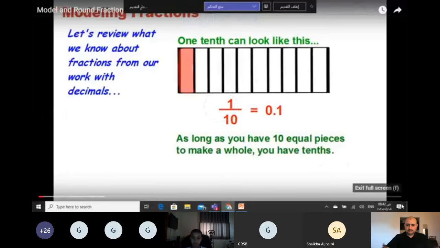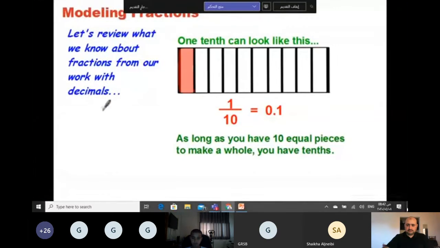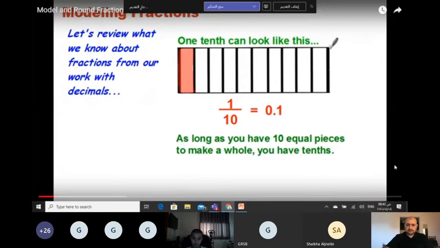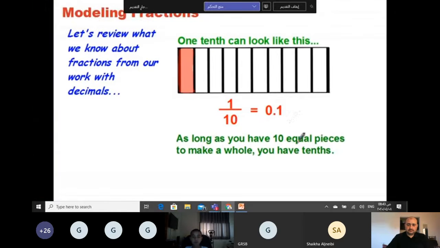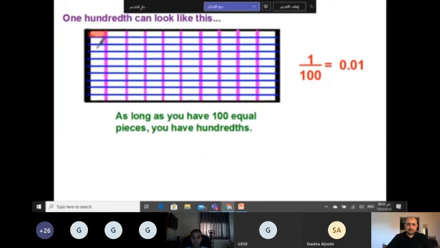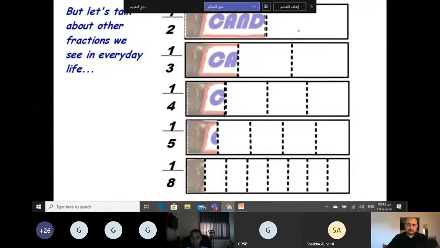Modeling fractions. Let's review what we know about fractions from our work with decimals. 1/10 can look like this. 1/10 or 0.1. As long as you have 10 equal pieces, you have tenths. 100th can look like this. That would be 1/100, or 0.01. But let's talk about other fractions we'll see in everyday life. This would be half of a candy bar. A third of a candy bar would be this much. 1/4, 1/5, or even 1/8 of a candy bar.